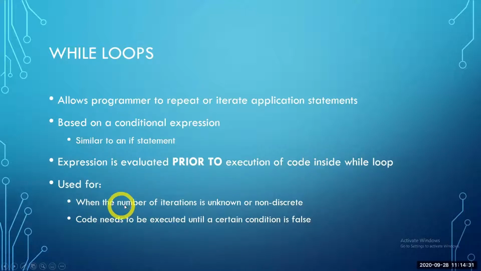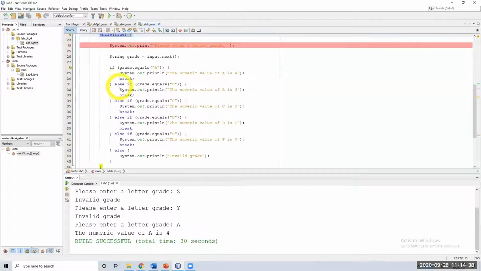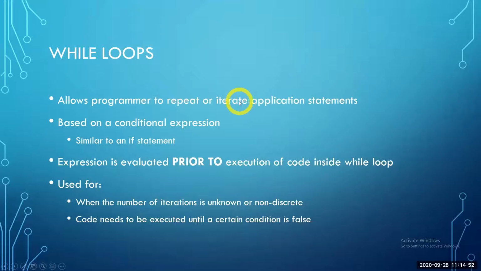While loops are good for when the number of iterations is unknown or non-discrete. So I don't know how many times this loop will occur. Somebody could put an invalid grade until the end of time. That's their prerogative. I don't know when they're going to stop. However, it will stop once they put in a valid grade. So I want this while loop to keep going until they enter in a valid grade, or the code needs to be executed until a certain condition is false.